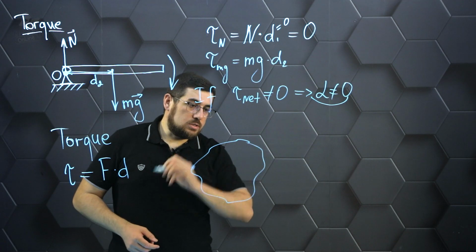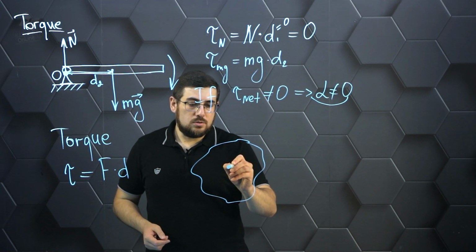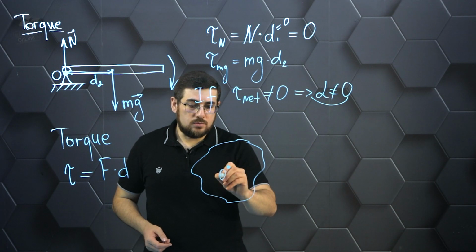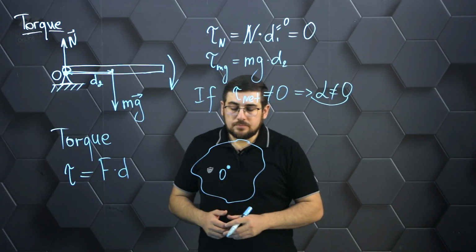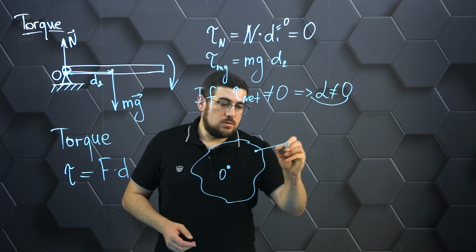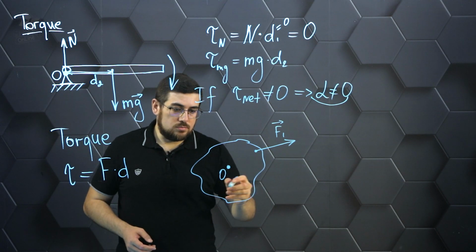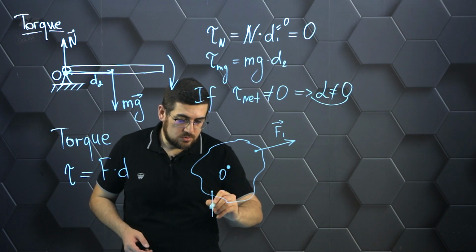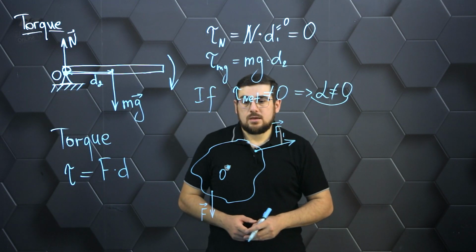Let's say we have a certain body and it has a certain point of rotation, a certain point of rotation O. So the body can rotate about that point. And we can apply forces in different directions. Let's say in this format, let's draw a picture.